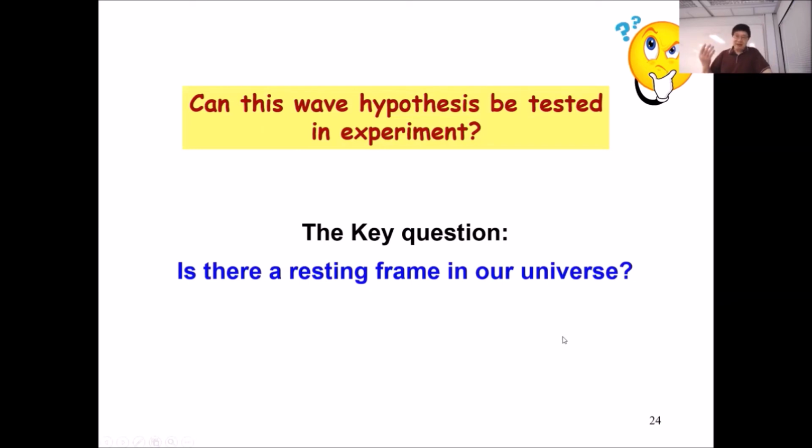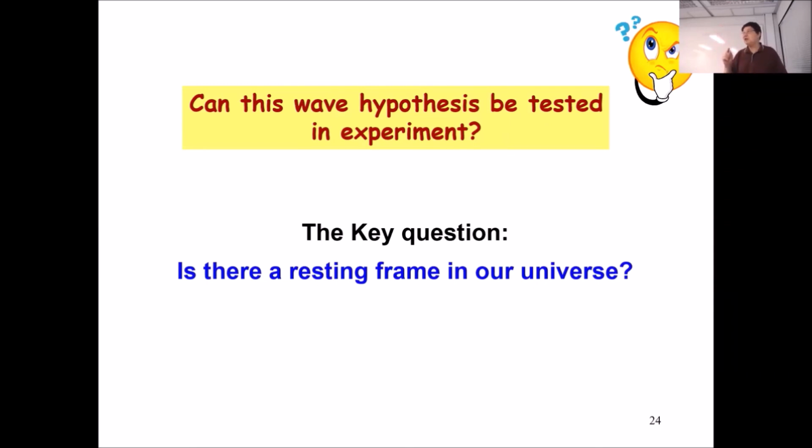Now, you may know that the moving mass of a particle actually depends on its speed against a reference frame. That means if we can have a very precise measurement of the moving mass of the particle in different directions in our universe, then if there is no resting frame, you will see that in all directions it moves the same. But if there is a resting frame, in some directions you will see the particle move faster and in other directions move slower.